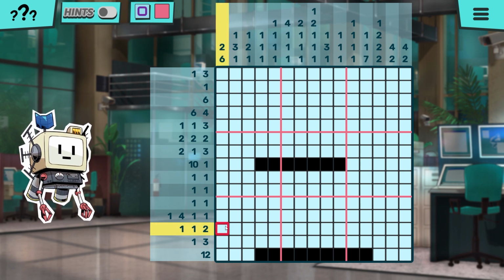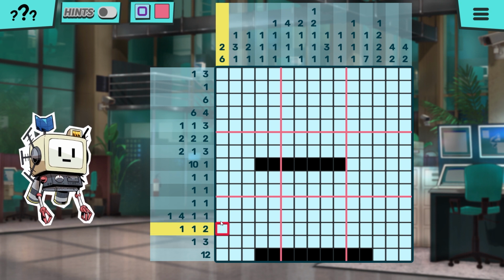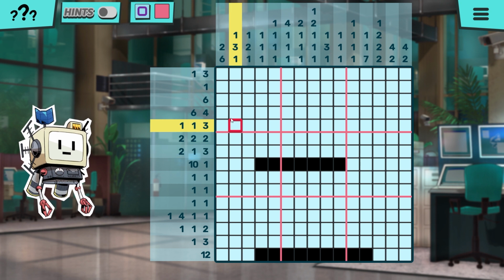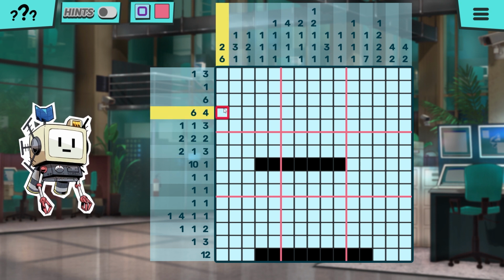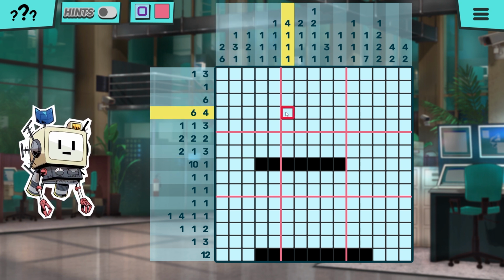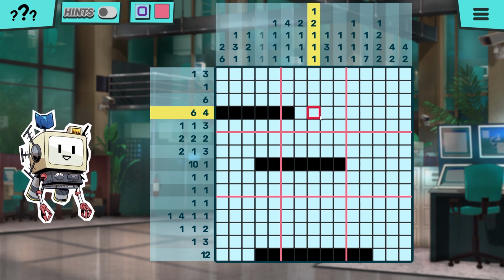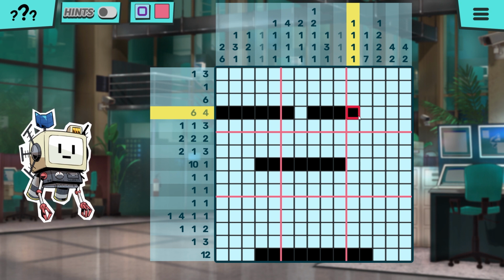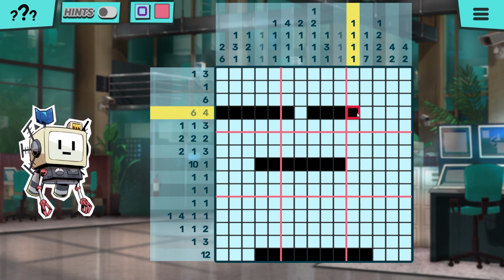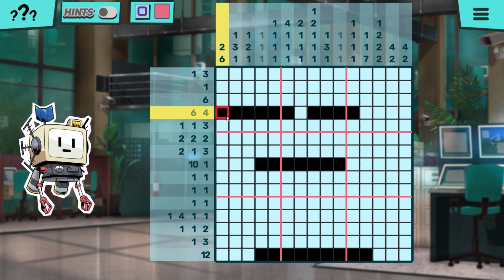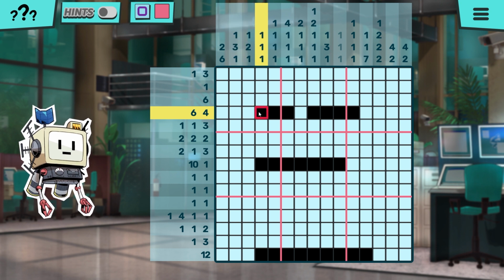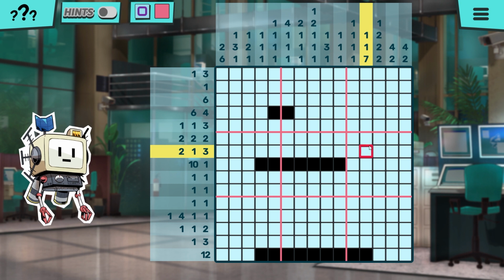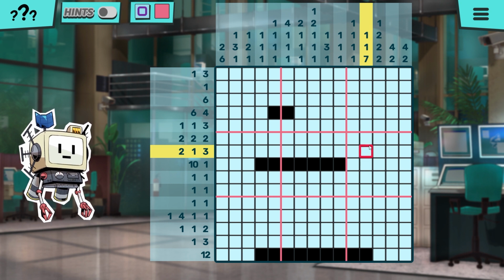What else do we have? 4, 1, 1, 4, 1. That could be a good section. Ooh, but 6 and 4. Okay, let's see about that. So 6. Okay, so the thing about that is it's a 4-point swing, which means that 1, 2, 3, 4. These two have to be filled in, but can't figure out anything else.